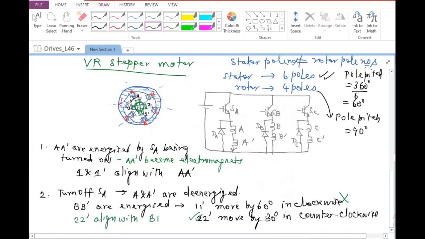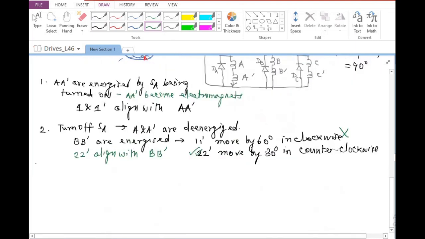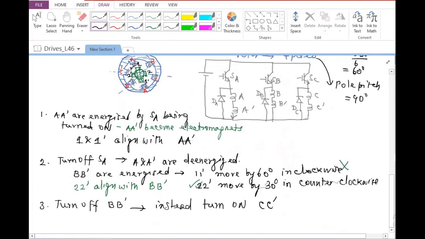Now the next thing that you are going to do is to again turn off B and B dash, and then instead turn on C and C dash. So when you turn on C and C dash, 2 and 2 dash have already aligned with B and B dash. So 1 and 1 dash will be closer. So it will again move by another 30 degrees.